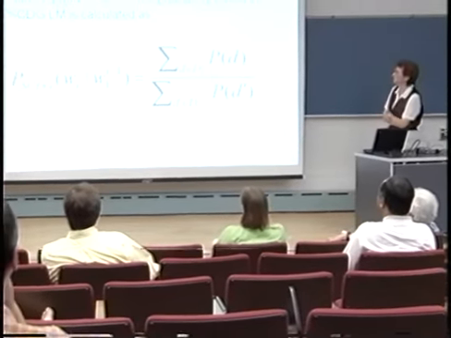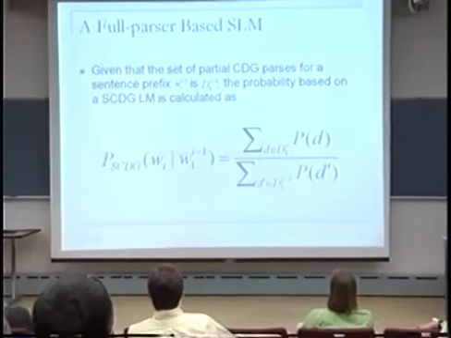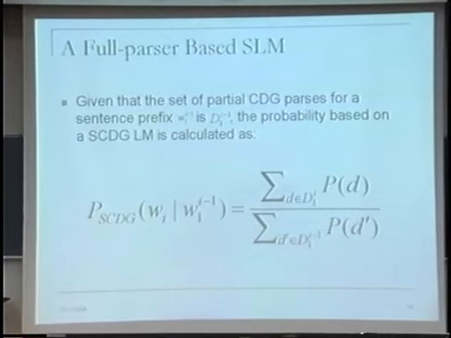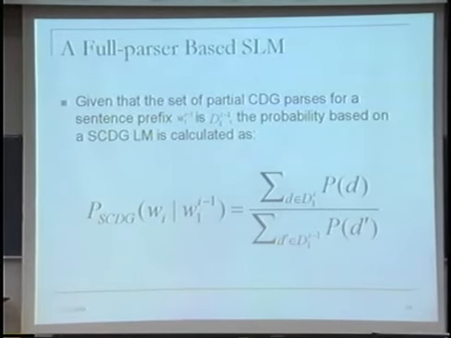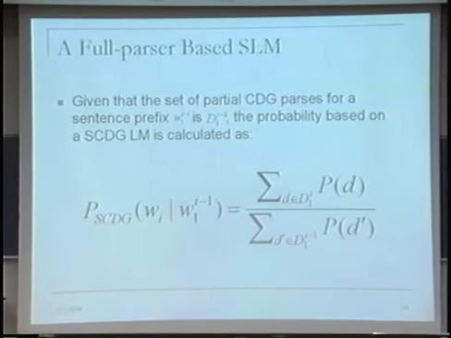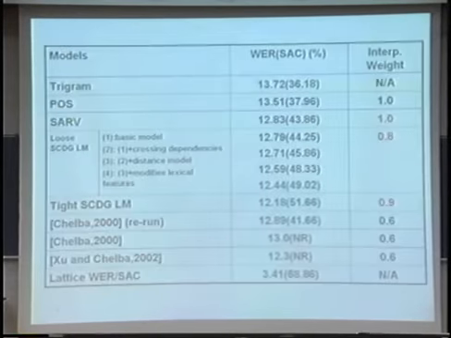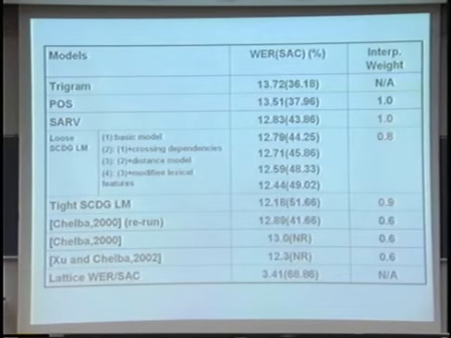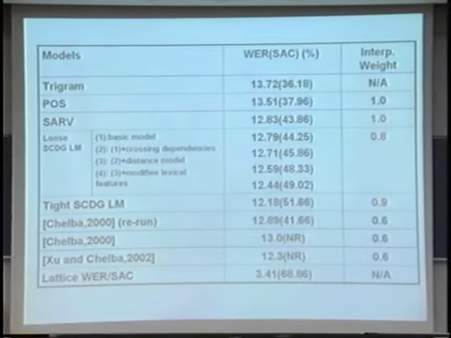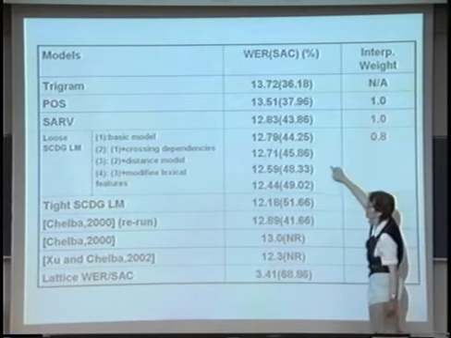Now, for the full parser language model, of course, we're working with parse prefixes. We're working from left to right. And so in terms of the statistical language model, you want to calculate the probability of the word given prior words as being informed by the parse prefixes. We use the SCDG, a statistical CDG language model, the full one, to rescore lattices, and we compare them to several others. Again, this table is very similar to what I presented before with the super ARV. The super ARV model that we present here is essentially the same super ARV model that we had talked about before. This is the super ARV language model, and then these are the incarnations of the parsing language models.